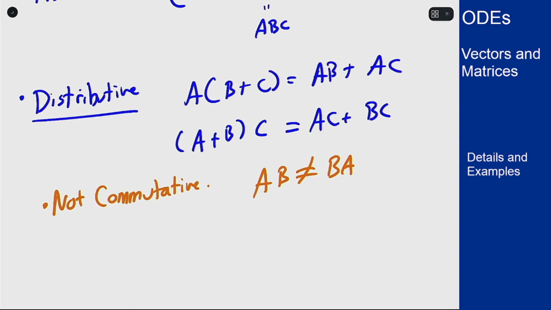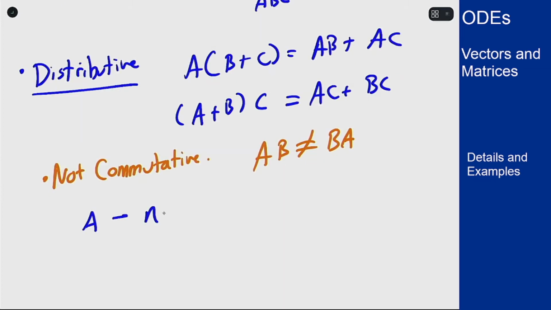For instance, if A is dimension n times m, and B is dimension m times p, then the product AB is defined because the inner dimensions match, the m and the m, but BA may not be defined because p might not equal n. And we'll do an example of this in a little bit.